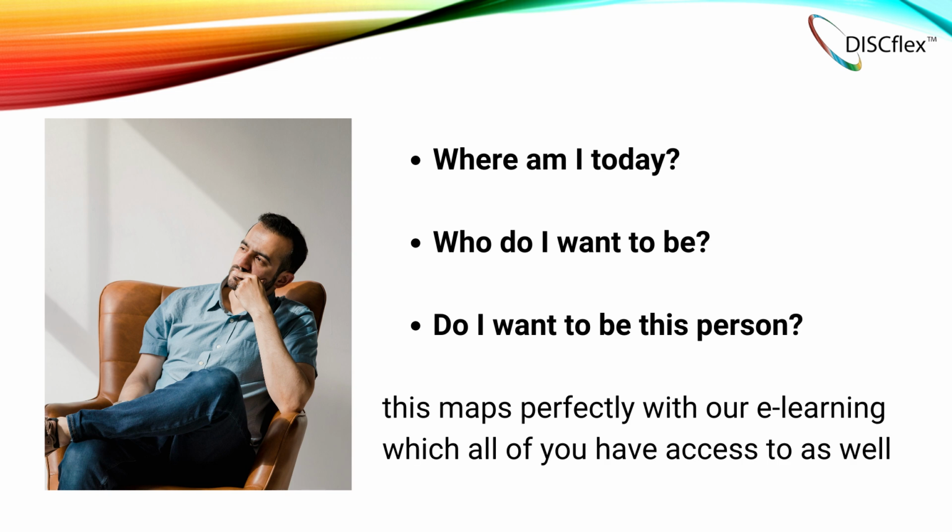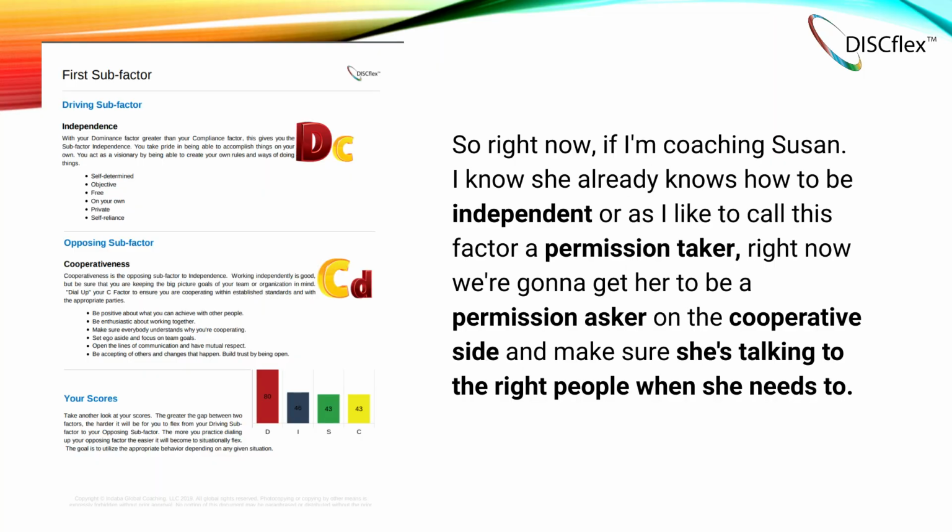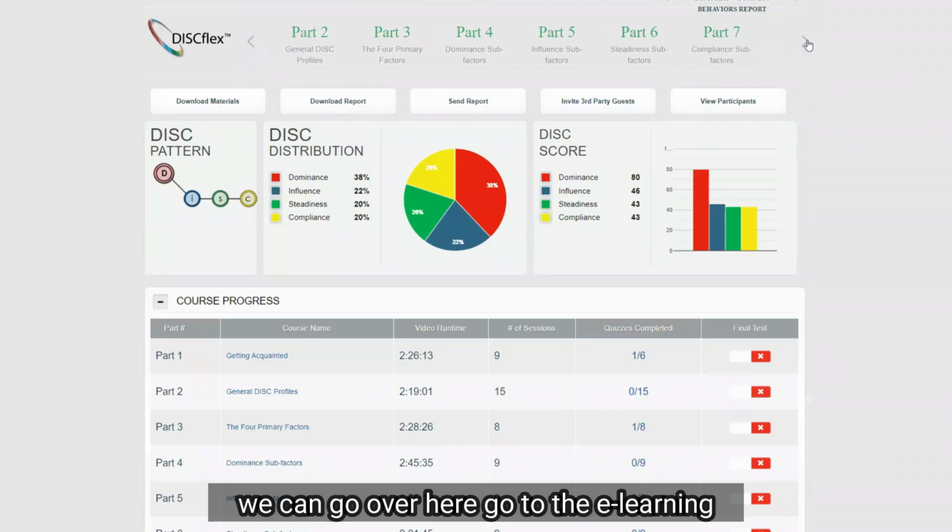This maps perfectly with our e-learning, which all of you have access to as well. Right now, if I'm coaching Susan, I know she already knows how to be independent, or as I like to call this factor, a permission taker. Now we're going to get her to be a permission asker on the cooperative side, making sure she's talking to the right people when she needs to. We can go over here, go to the e-learning.